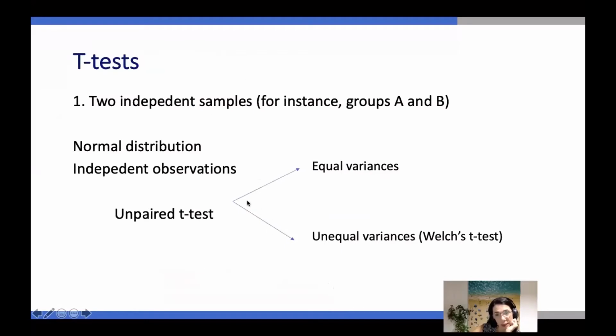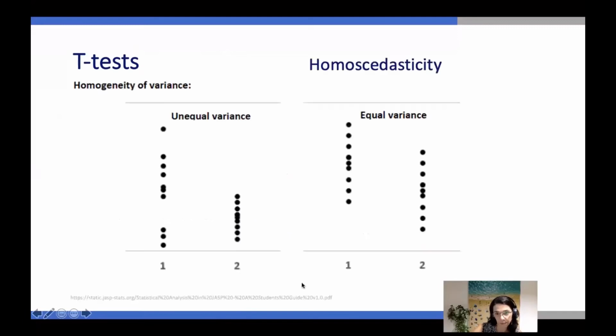So there is another issue if you're going to check for differences between the groups with an independent t-test or an unpaired t-test. You may want to check whether the variances can be considered equal or homogeneous or not. So if the variances are homogeneous, you are going to consider that the variances are equal. If not, you're going to use a Welch's t-test. So what are different variances?